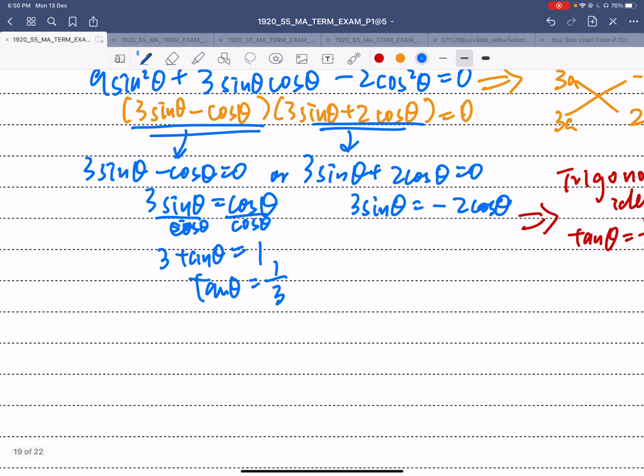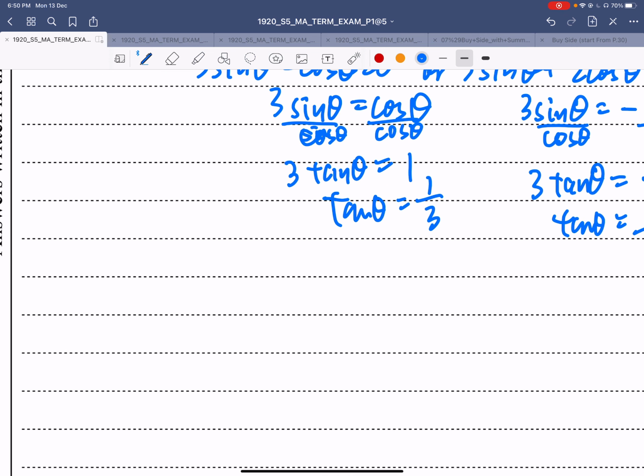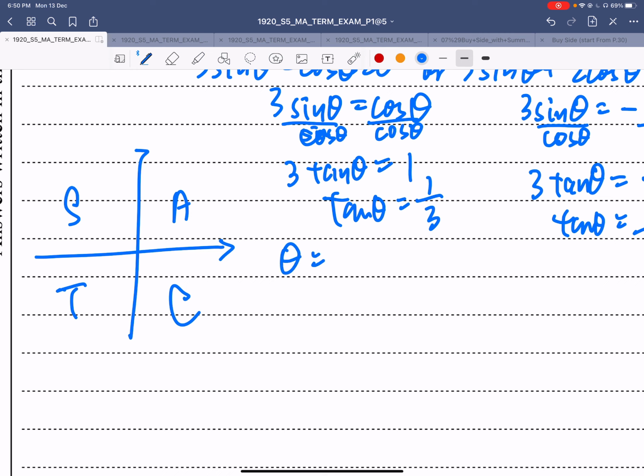Let's look at the second part. Divide both sides by cosine theta so that you obtain the tangent: 3 tangent theta equals negative 2, tangent theta equals negative 2/3. So let's pay attention to tangent theta equals 1/3. Using ASTC, theta you can obtain by the calculator is 18.4 degrees.